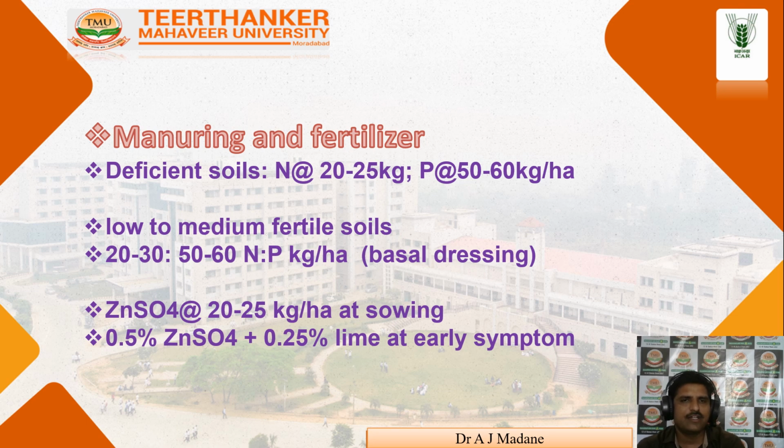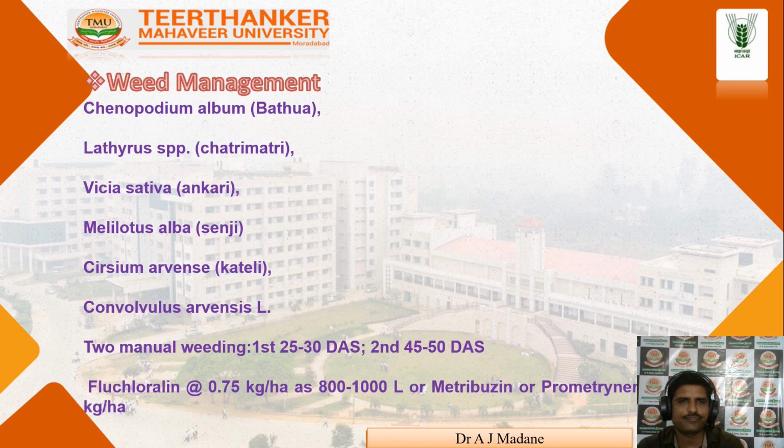If you consider nutrient requirement, nutrient management, manure and fertilizer required is near about 20 to 25 kg nitrogen and 50 to 60 kg phosphorus. If the soil is of medium to moderate fertility, 20 to 30 kg nitrogen and 50 to 60 kg phosphorus is required. Basal application of zinc sulfate at a rate of 20 to 25 kg at the time of sowing. If you consider foliar spray, you have to use 0.5 percent concentration of zinc sulfate and 0.25 percent lime at early season.